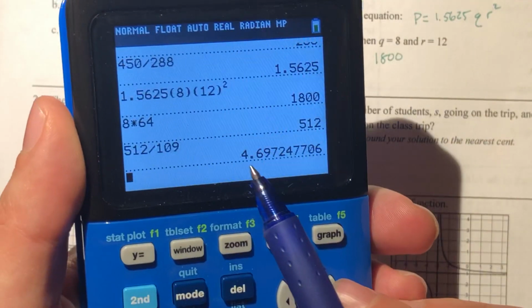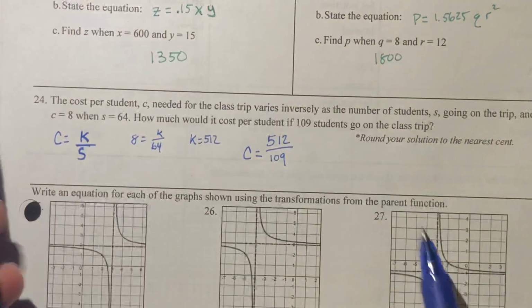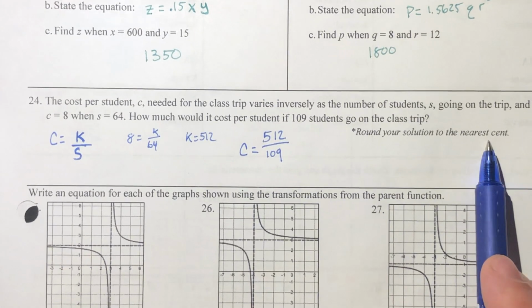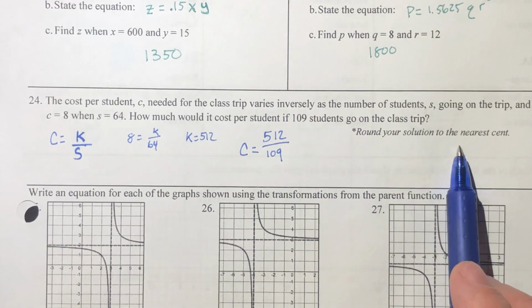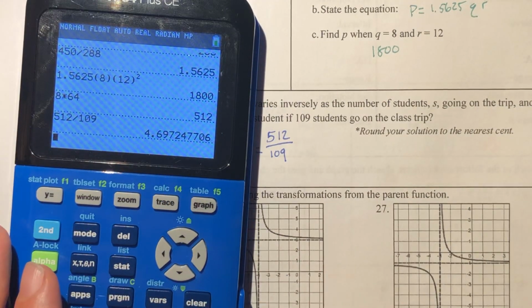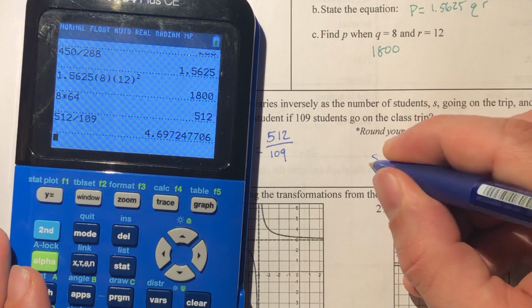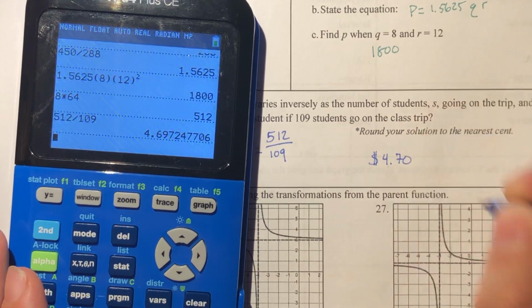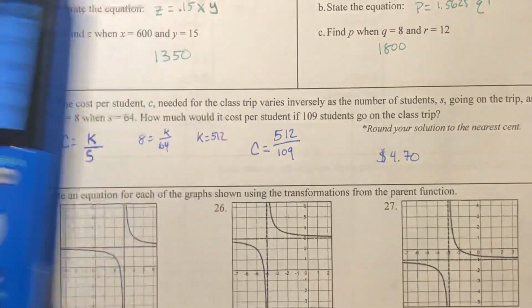So all I need to do is 512 divided by 109. And it's going to be 4.697. And it says round your solution to the nearest cent, because we're talking about money. So 4.697 is going to be $4.70.